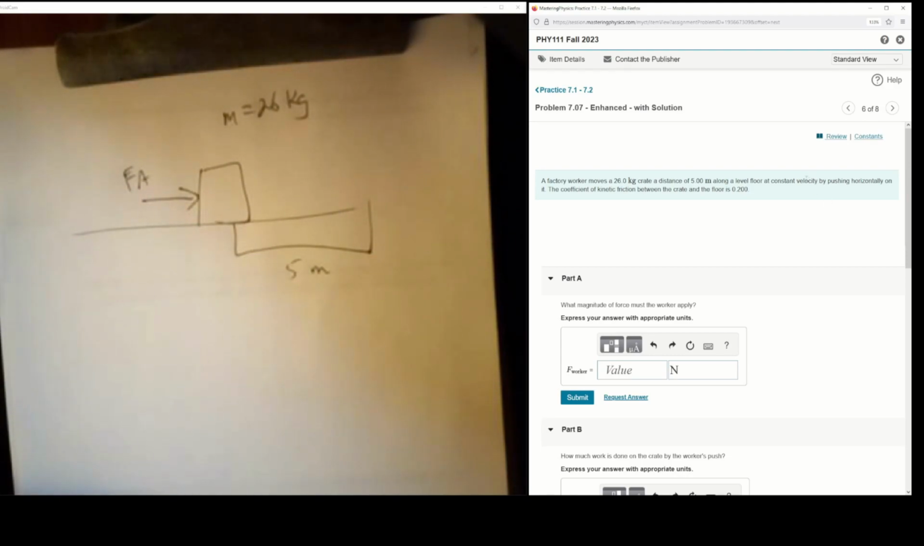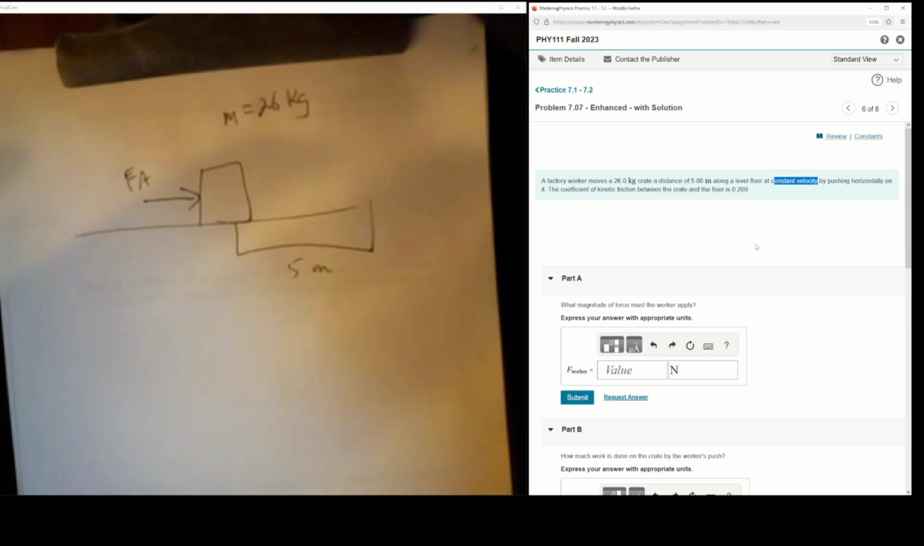An important statement here is constant velocity. Constant velocity is actually a very important statement here. Constant velocity means there's no acceleration. That's what constant velocity means. It means you're traveling the same speed. You're not going faster or slower. The same speed means zero acceleration.